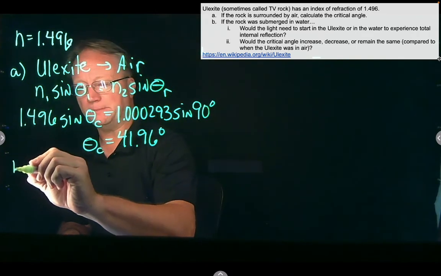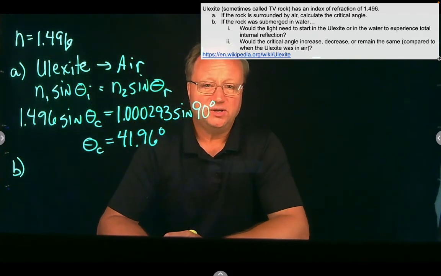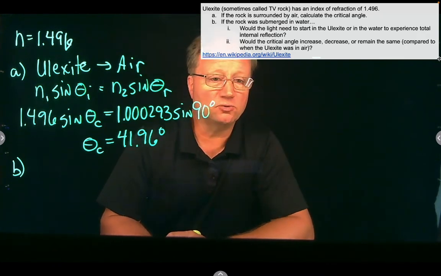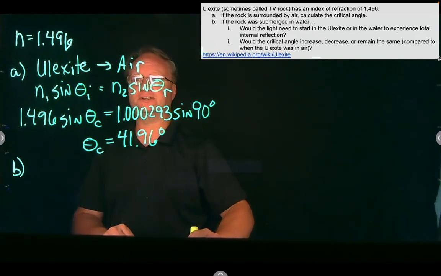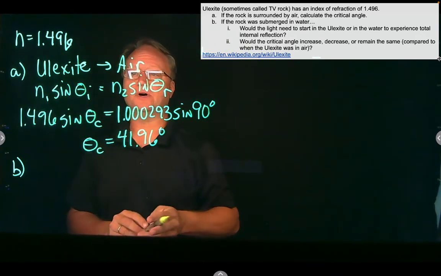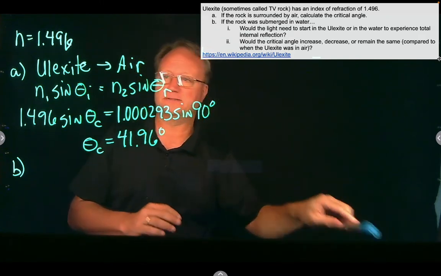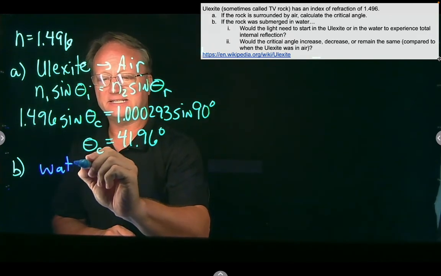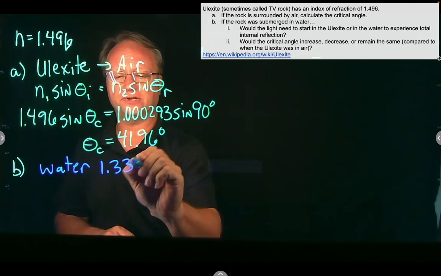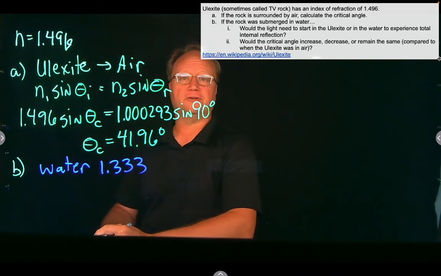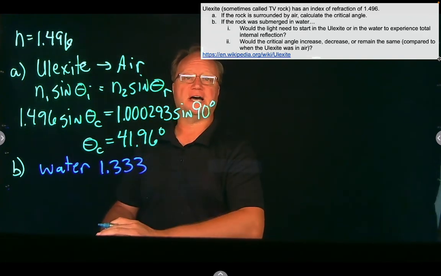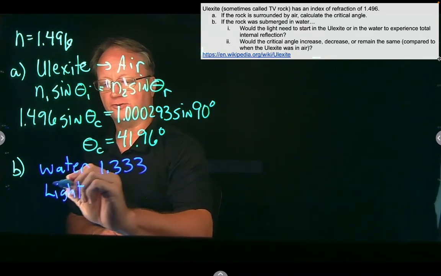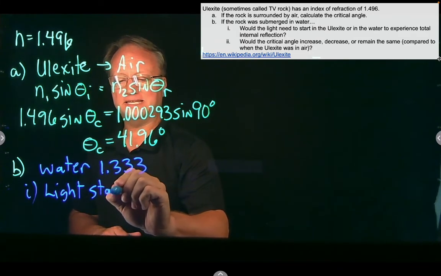Now, in part B. If the rock was submerged in water, would the light need to start in ulexite or water to experience total internal reflection? Ulexite has an index of refraction of 1.496, and water has an index of refraction of 1.333. For total internal reflection, the light has to start in the substance of the higher index of refraction. That would be ulexite. So on the first part, light starts in the ulexite.